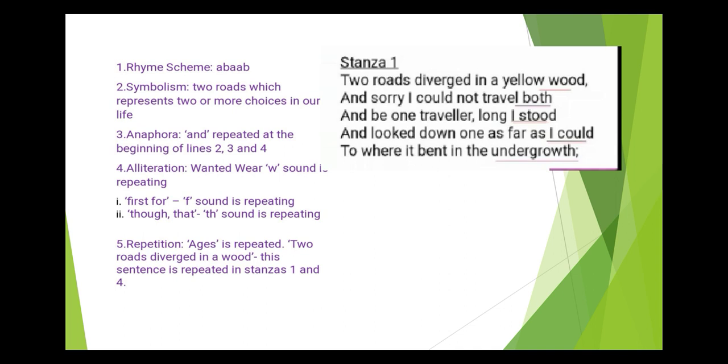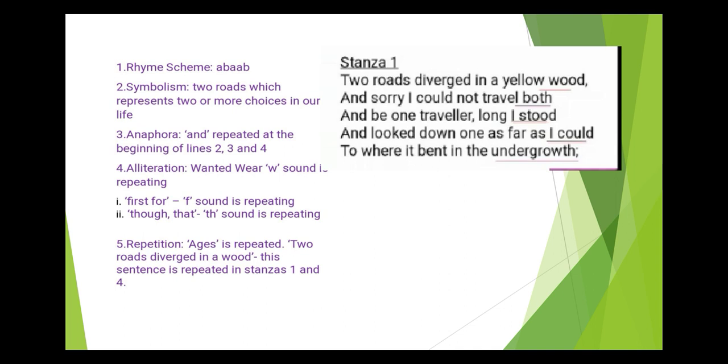And be one traveler, long I stood. Stood and wood, they rhyme. So I put an A here. And looked down one as far as I could. Could, stood, wood, they rhyme, so I put an A here. To where it bent in the undergrowth. Growth and both, they rhyme, so I put a B here. So finally, my rhyming scheme of the poem comes out to be A, B, A, A, B.